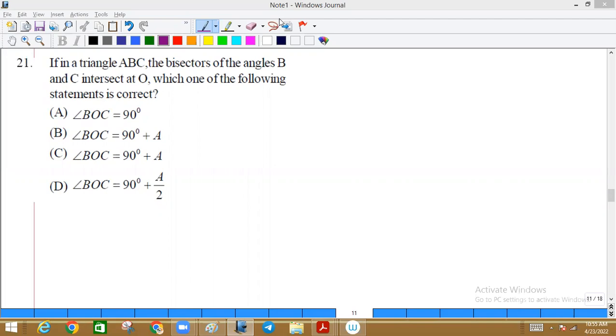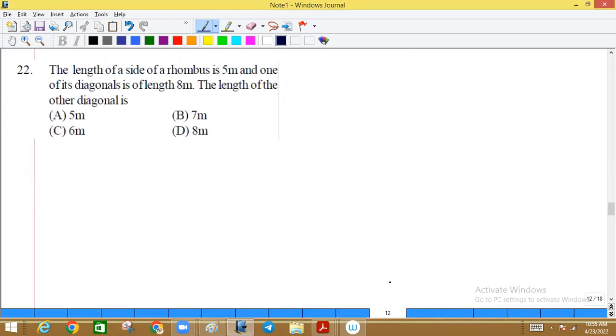If in a triangle ABC, the bisectors of angle B and C intersect at O, which one of the following statements is correct? Two internal angle bisectors mean what is the angle formed at the center? Can I say it is 90 plus A by 2? Two internal angle bisectors: 90 plus A by 2. Two external, 90 minus A by 2. One internal, one external, A by 2. So this is related to triangles.